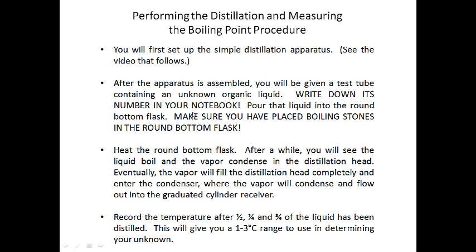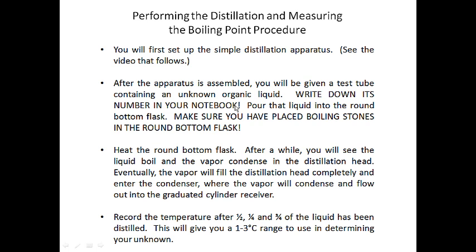So the first thing you'll do in the lab is set up the simple distillation apparatus, and there's a video, as I said, that will take you through that. You're going to assemble the apparatus empty. You'll then be given a test tube that has an unknown organic liquid. First thing you want to do is write down the number in your notebook. If we don't know what number it is, we can't compare it and determine whether you have the unknown correct or not. If you don't do that and you don't show us a number, then you get 0 points for the lab. So make sure you write this down first.